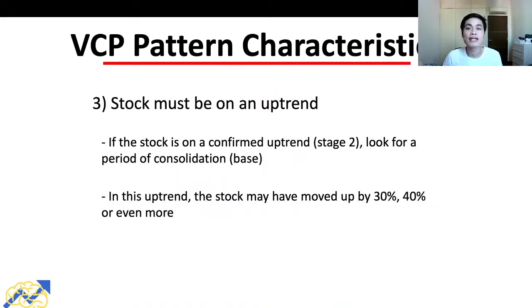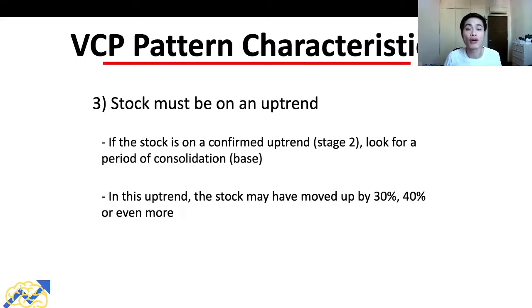The third VCP pattern characteristic is that the stock must be on an uptrend. We want the stock to be on a confirmed uptrend. And we want to see this period of consolidation coming after this confirmed uptrend. So when a stock is being accumulated, it typically moves sideways or in a consolidation. And that is why we want to look out for a period of consolidation on our price charts. And another point to take note of is that in this uptrend, the stock may have already moved up by 30%, 40% or even more.